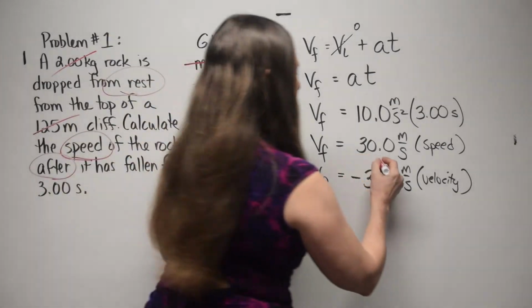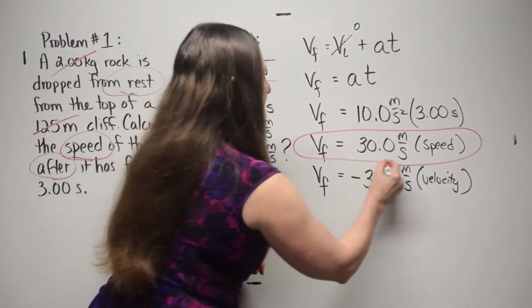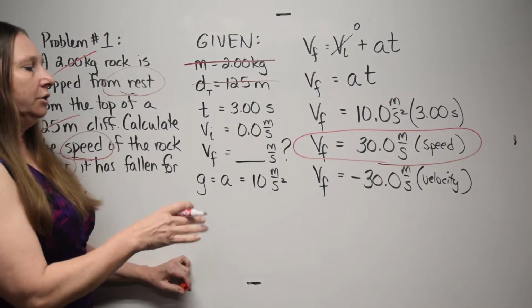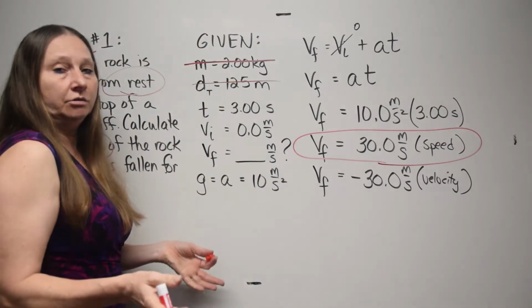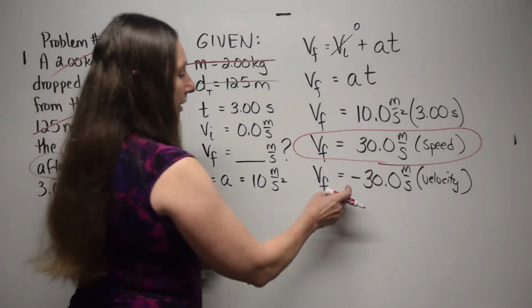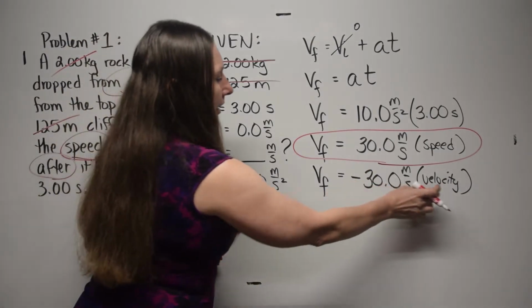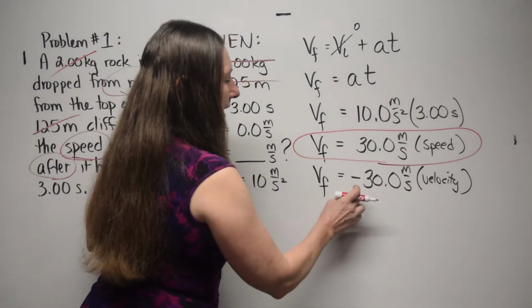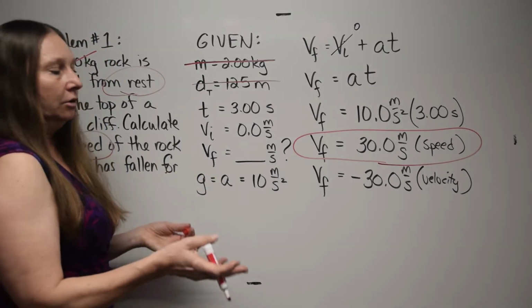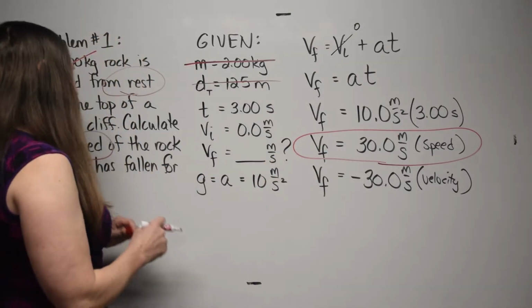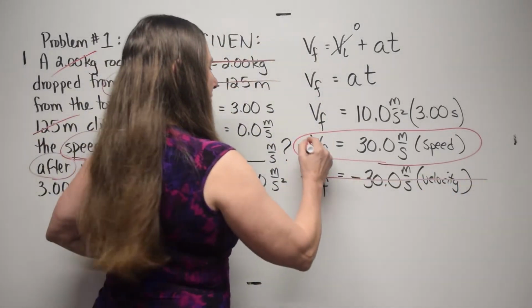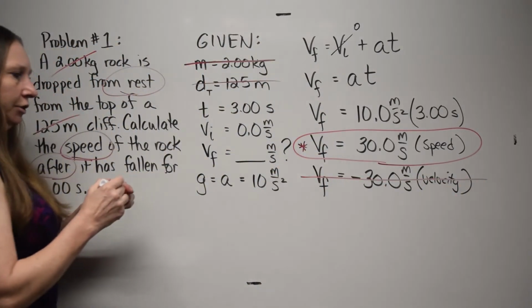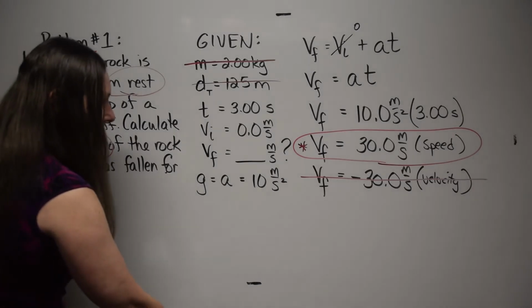Now they did ask us for the speed of the rock, so we don't have to worry about the negative. Remember, speed is a scalar. We don't care about the direction. If they ask us for velocity, we have to tell a direction, if we know it. Otherwise we can't do the velocity. I'll put negative, but they asked for speed, so I don't need that. Here's your answer right here. It's 30.0 meters per second.